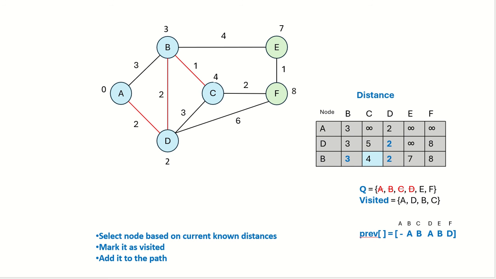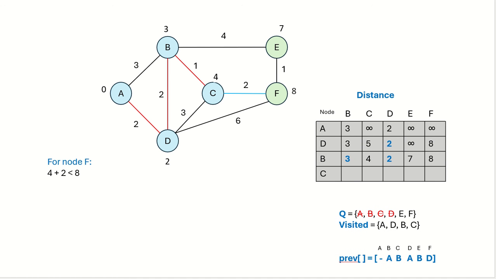Now in the distance array, we again see that C is the node which has the minimum distance. So we are going to select C. C becomes our next node to be considered. It will be marked as visited and removed from Q. And now we are going to consider all edges from C.